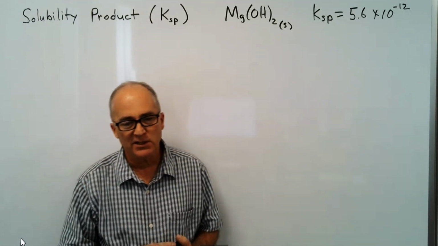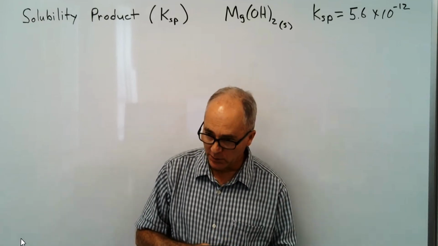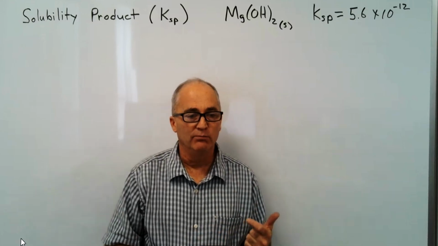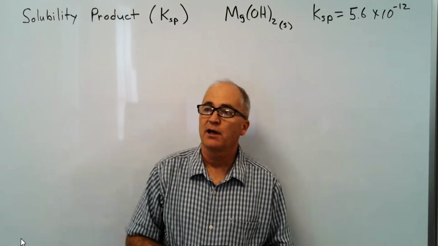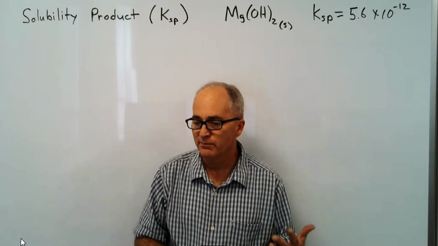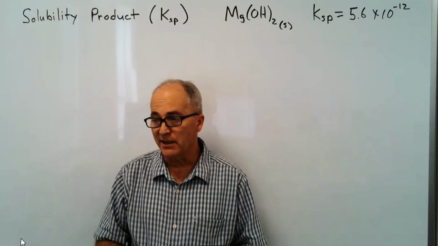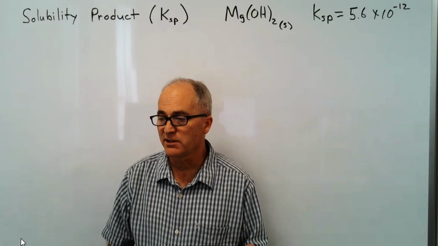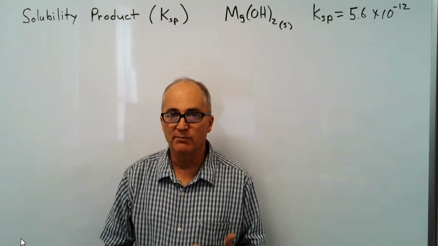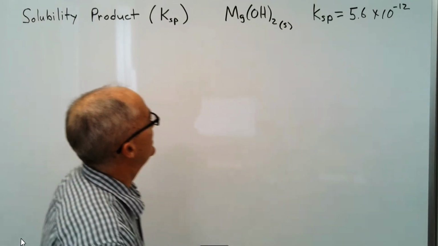You should have memorized solubility rules that state that most hydroxides are insoluble unless we hook them up with cations that render things soluble, like the alkali metals, sodium, potassium, lithium, or the ammonium cation. So we can have ammonium hydroxide, sodium hydroxide. Here is magnesium hydroxide. And we have a Ksp value.